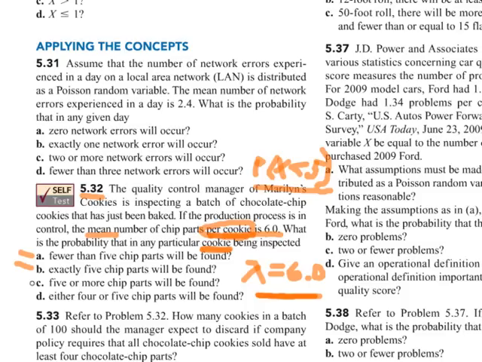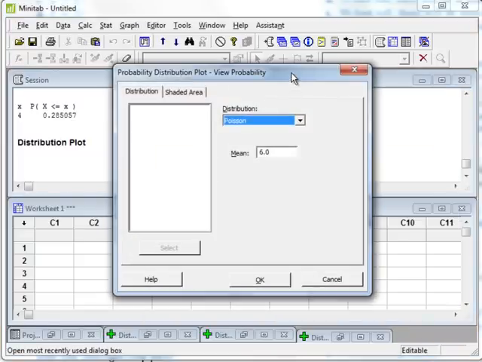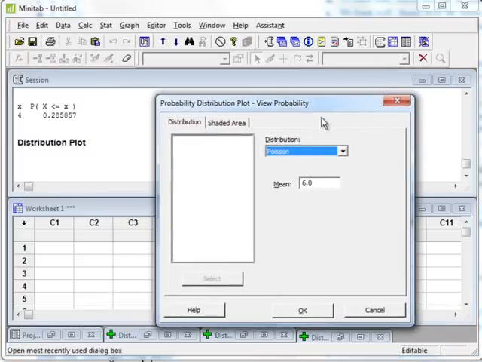Next is part C. It says 5 or more chip parts. What's the probability that 5 or more chip parts will be found in a cookie? And so for part C, we're looking at probability that x is greater than or equal to 5. So we're going to want to include the 5. So minimize this. Go back to the same dialog box as before from our graph menu. We're viewing probability. And we go to the shaded area.